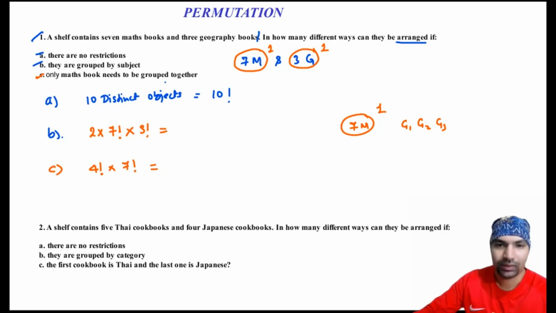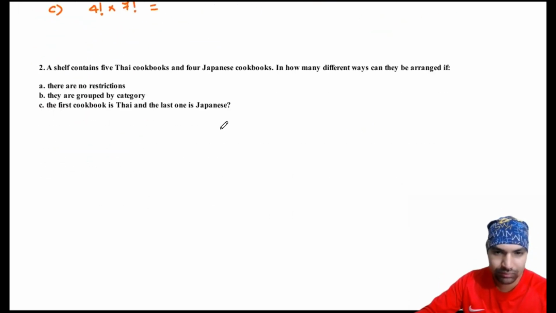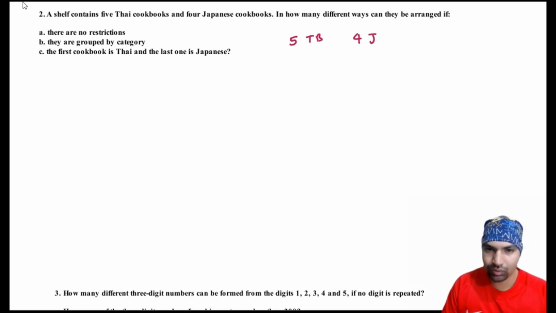All right, perfect. Now let's move on to the second question, as you can see over here. Let's read this. It says a shelf contains 5 Thai books and 4 Japanese books. Okay, so let me write this. 5 Thai books, I'm writing it in short form as TB, and 4 Japanese cookbooks are there. In how many different ways can they be arranged if there are no restrictions?